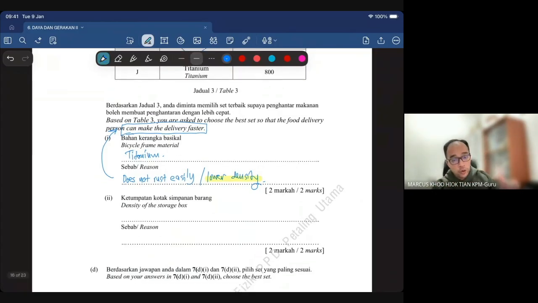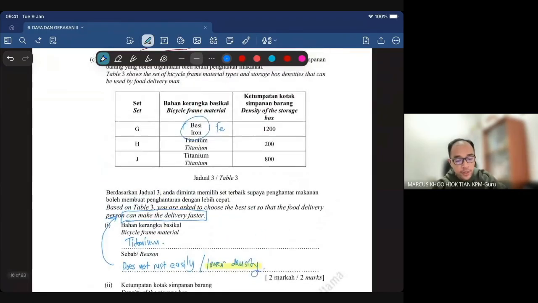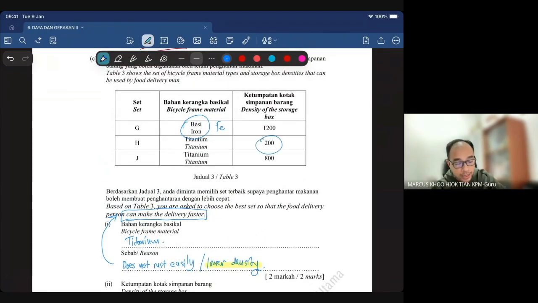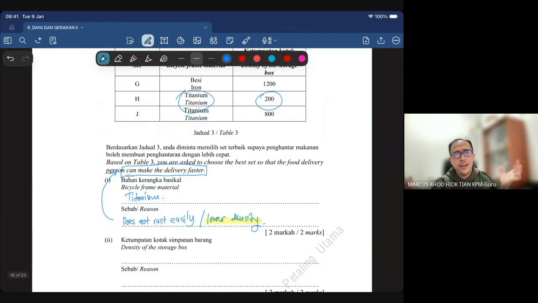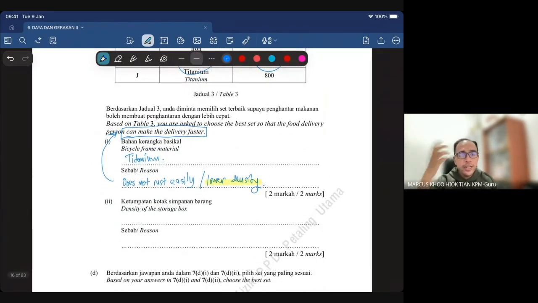The density of the storage box is also the same. Obviously, you want a lower density. You don't want ferrum, you don't want a high density, because high density means very heavy. Very heavy means you're already carrying 5 kg of stuff, then if you put in a storage box that is so heavy, it's even worse. So lower density or smaller density. And generally the answer for lower density is less mass.